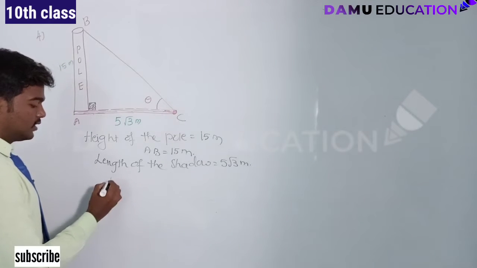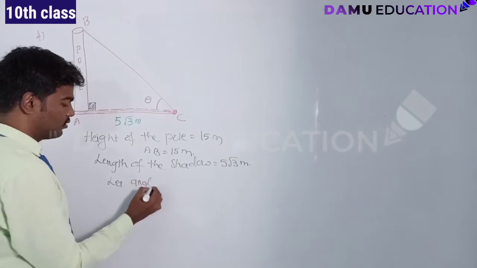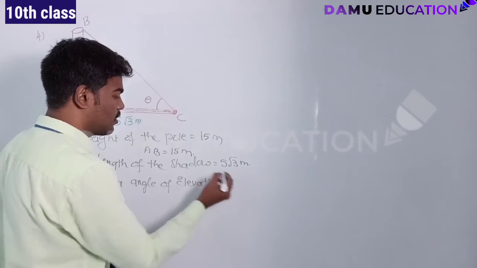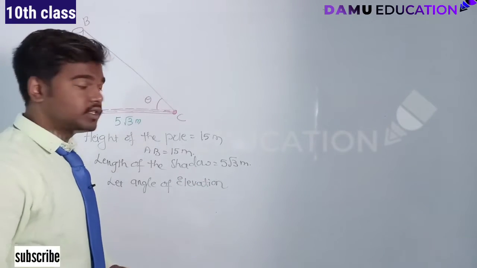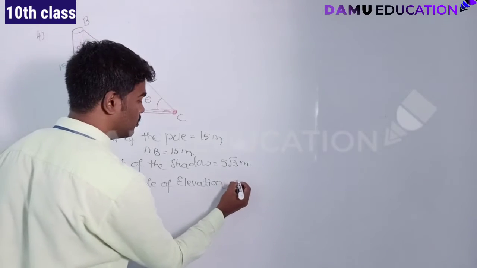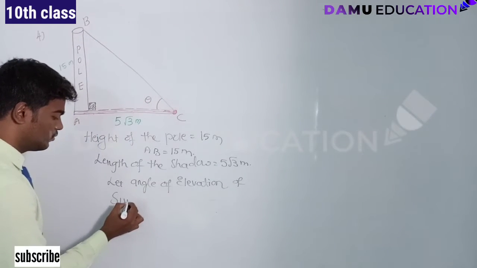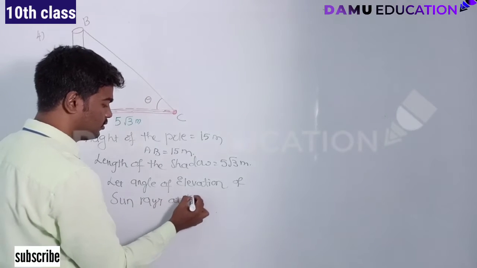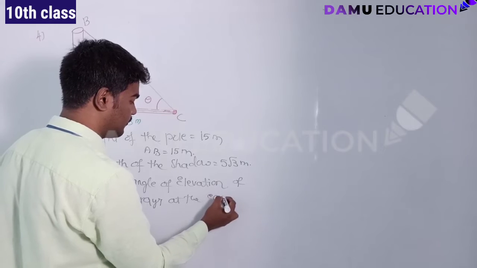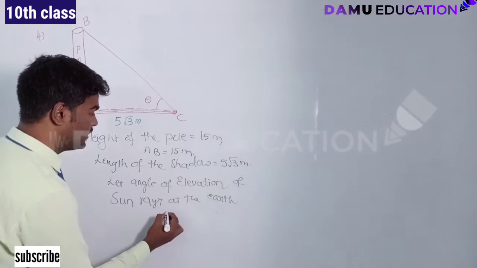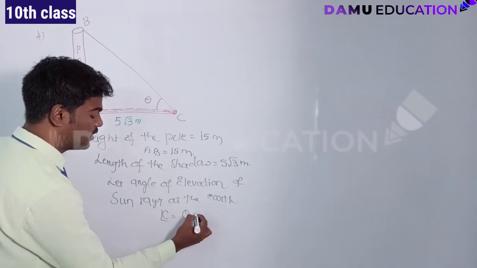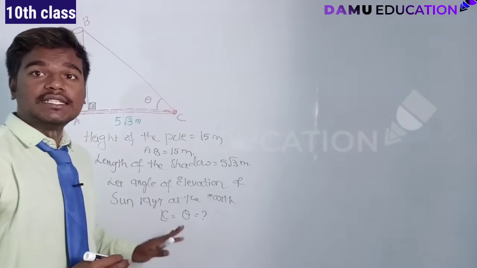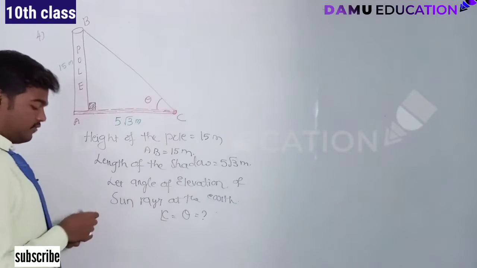Then we have to let the angle of elevation of the sun rays at the earth surface, at the bottom, be angle C, which is equal to theta. So we have to find this angle. What are the sun rays making? Theta. So that one we consider theta. Then we have to find this one.